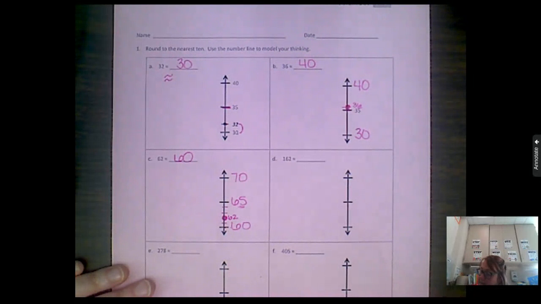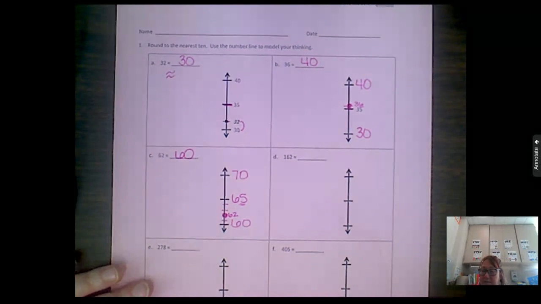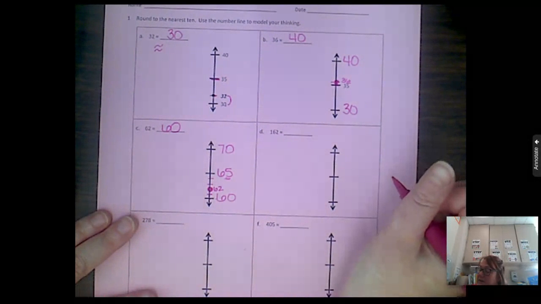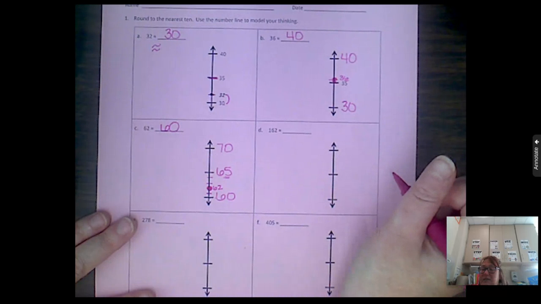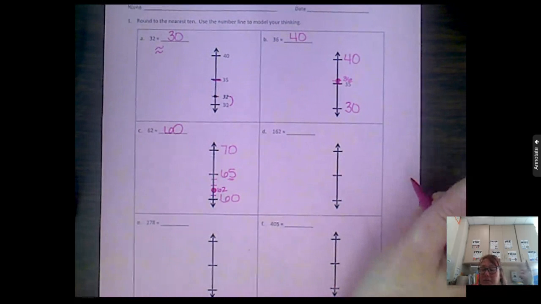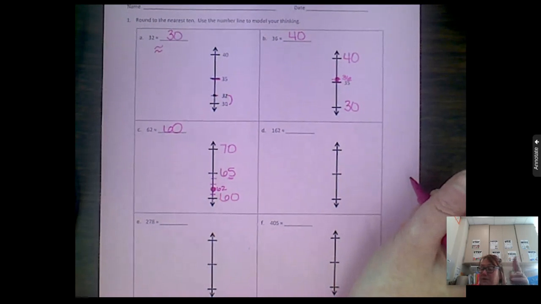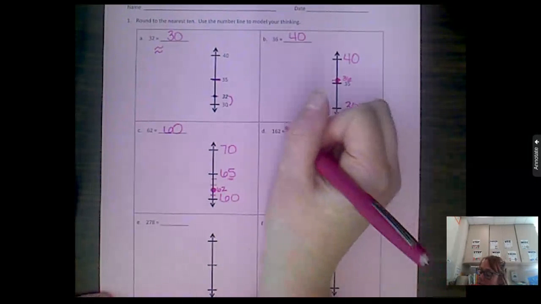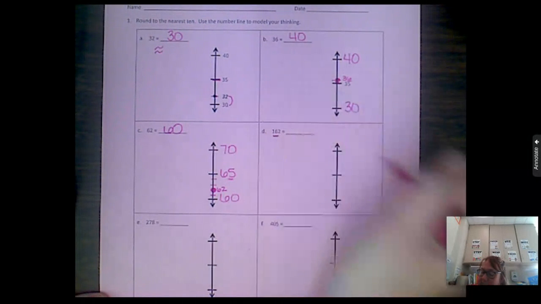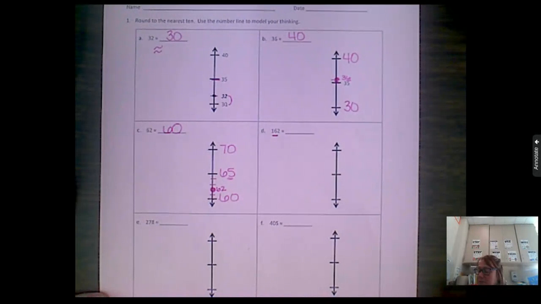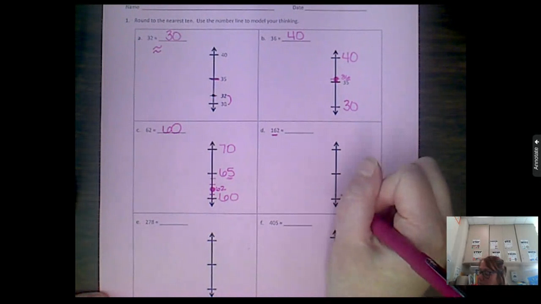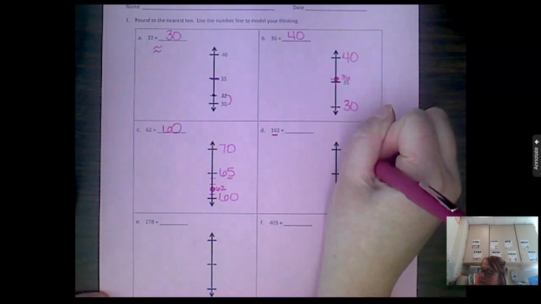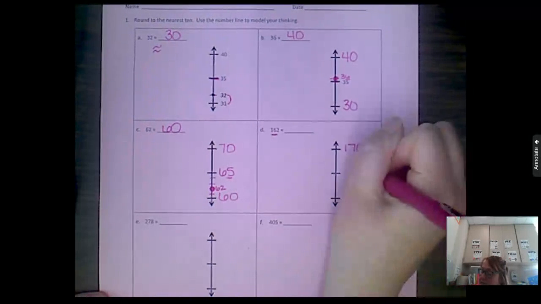Okay. I'm going to do the next one with you, and then if you want to try those last couple on your own, if you haven't already tried some on your own. 162. So we want to think about what 2 tens 162 is in between. A lot of times kids will say, oh, it's between 100 and 200. But 100 and 200, those are hundreds, right? And we are focusing on tens. So if we are to underline the number in the tens place, it's a 6, right? So the 2 tens that would be between would be 160 and 170, right? Because those are my tens.